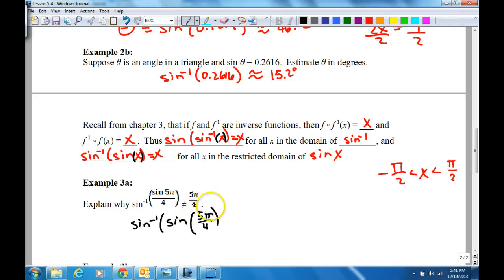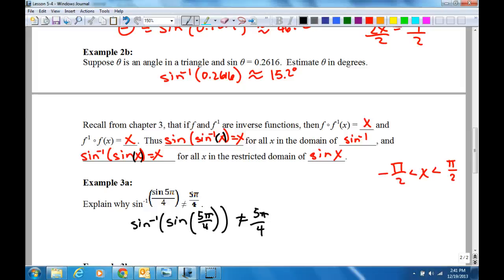Oh, is that what it is for them? Yeah, that's what they're saying. Why doesn't this equal this? Think about it for a second. What is our restricted domain? Oh, it's only the half. And so that's not on that half. Okay, got it. Okay, it's not in our restricted domain.